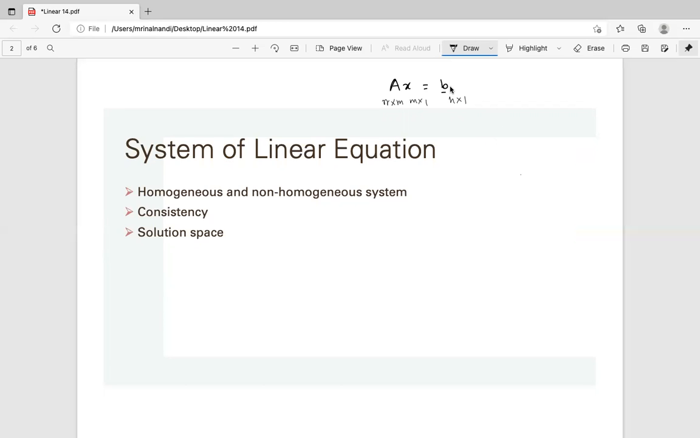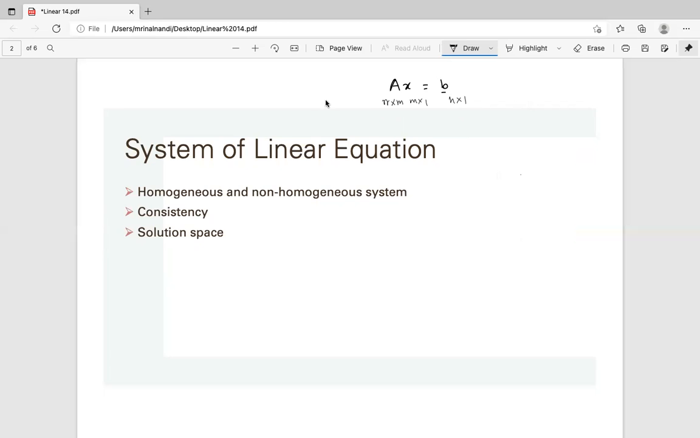Now, what is homogeneous? If B equal to 0, the null matrix, then it is called homogeneous. If B is not equal to 0, then we say it is a non-homogeneous system. Consistency: if there exists some x for which Ax equal to B, then we call it consistent. If for all x, Ax is not equal to B, then we call it inconsistent.